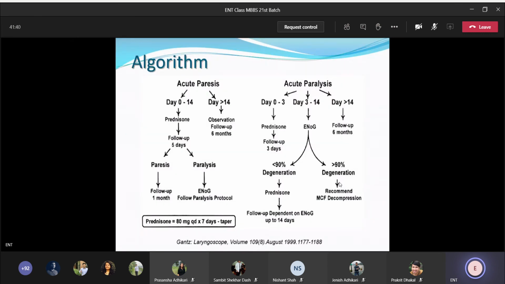So this is the algorithm. Acute paralysis up to 0 to 14 days, we have to give the prednisolone. If more than 14 days, observe, follow up in 6 months. Follow 5 days. If paralysis, we have to do electronystagmography.